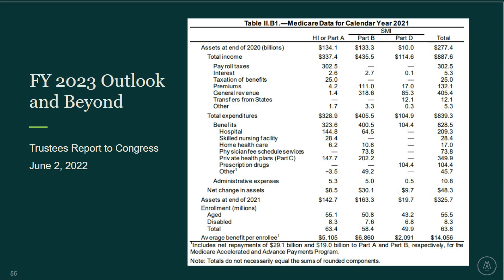And part of the point here is regarding Medicare Advantage. In 2021, Part C expenditures were over $350 billion, about 42% of the total pie, with the expectation that Part C is going to grow to roughly 50% of the program before too much longer. So that's the number to watch.